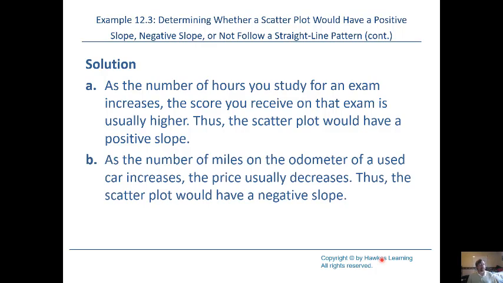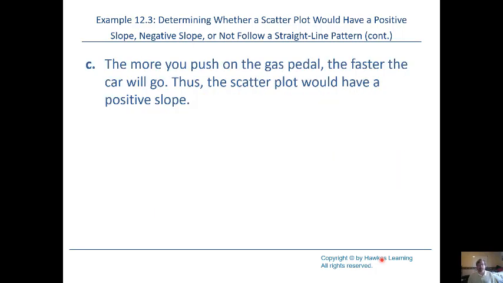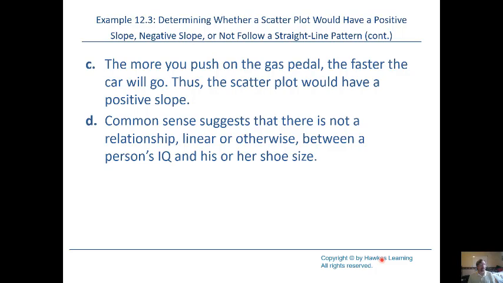Number of miles on the used car, as that goes up, usually price decreases, so we would expect a negative slope. The harder you push the gas pedal, the faster the car goes, so we'd expect a positive slope. We would not expect a relationship of any sort between IQ and shoe size, so we wouldn't expect to see a linear relationship.